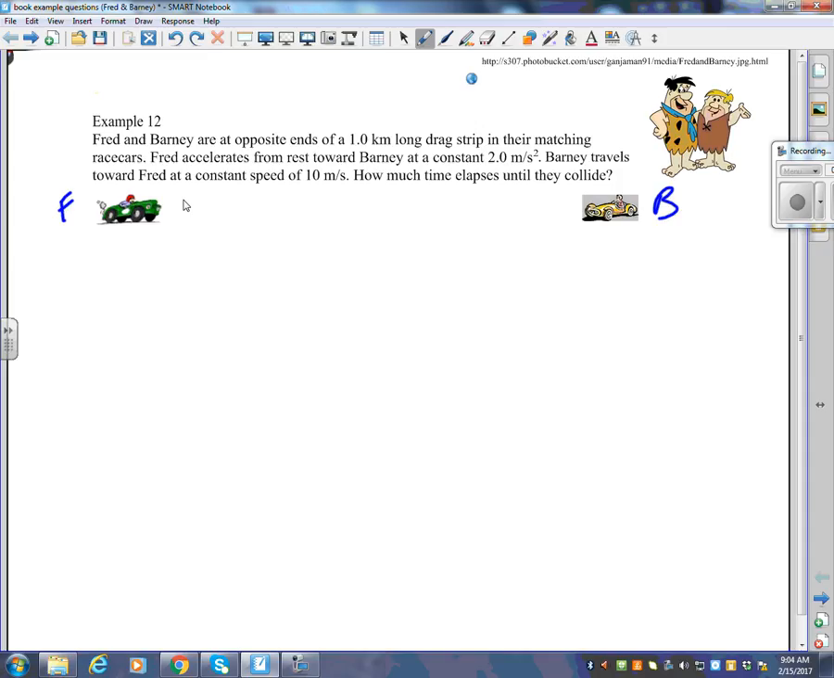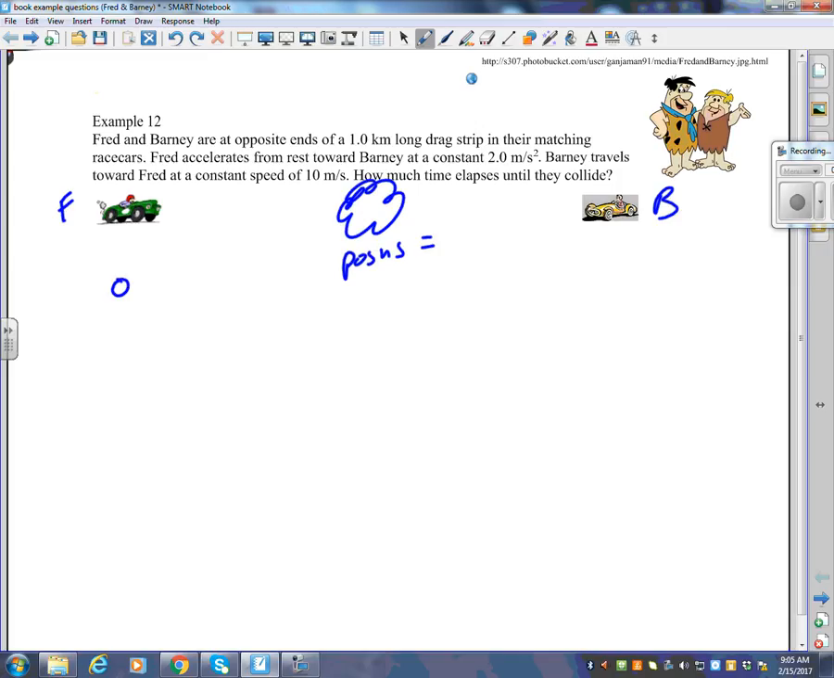But would you agree that they crash when their positions are equal, right? When their positions are equal, they are going to crash. So we need to figure out the time when their positions are equal. What is Fred's position initially? On a number line, I guess you could say 0? Can we just assign any position 0?